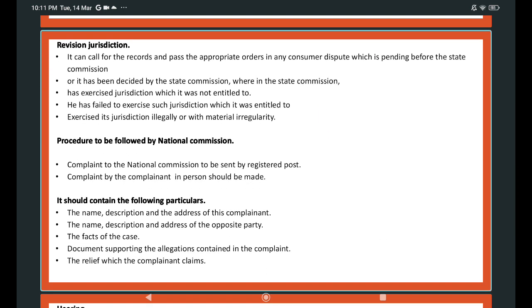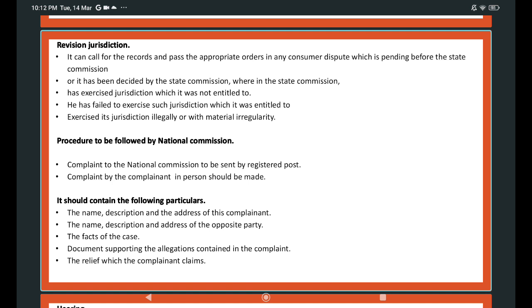Now, revisional jurisdiction. The National Commission can call for the records and pass appropriate orders when dispute is pending before the State Commission, under certain circumstances. State Commission has exercised the jurisdiction which it was not entitled to. State Commission has failed to exercise the jurisdiction. State Commission has exercised the jurisdiction illegally. In any of these cases, National Commission can take up the case and decide.